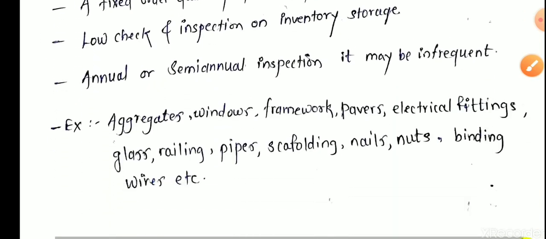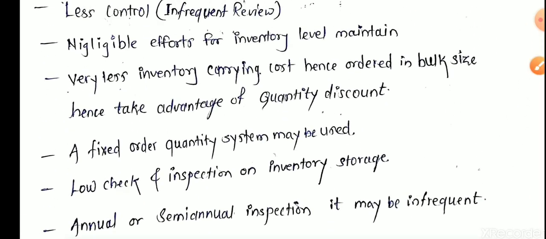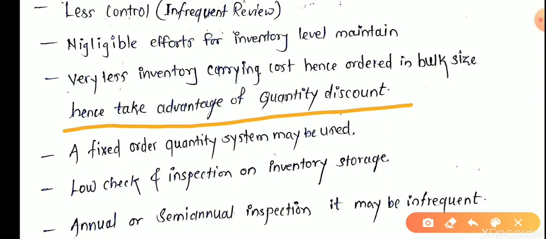Very less inventory carrying cost. Hence ordered in bulk size, hence take advantage of quantity discount. For example, we are ordering the nails or scaffolding materials or the binding wires. Let's take a little example of binding wires in RCC construction. We are not ordering in 1 pouch, 2 pouch, 1 bag, 2 bags. We are ordering in bulk amount. If you are ordering in bulk amount, we get the advantage of discounts.